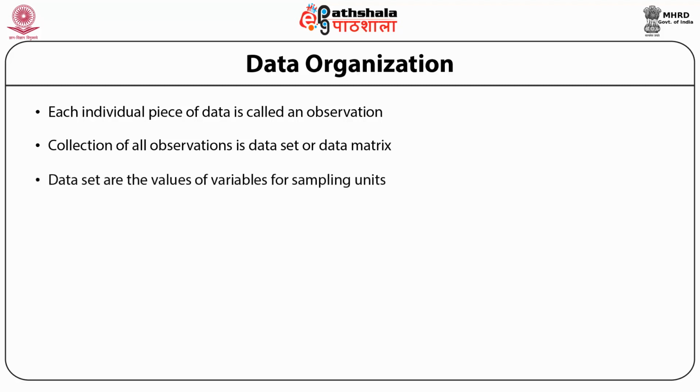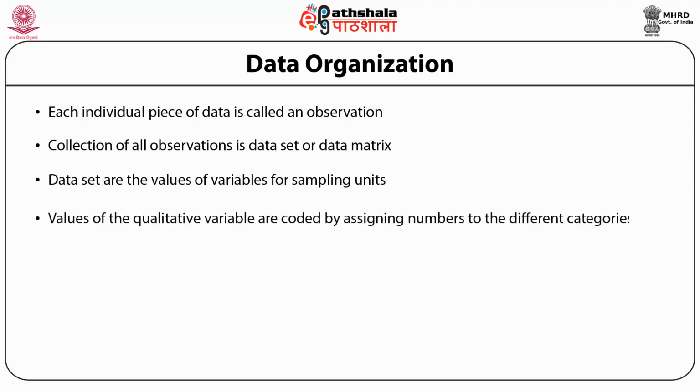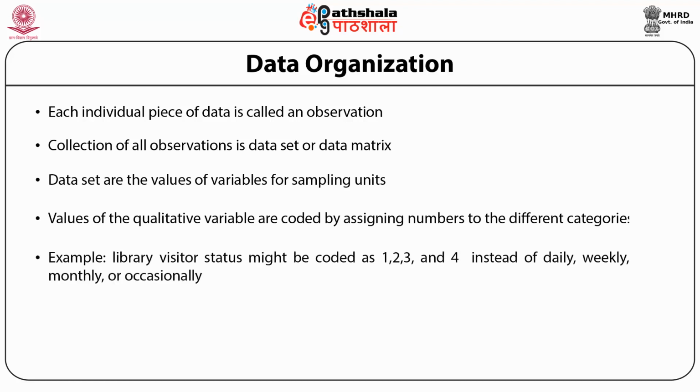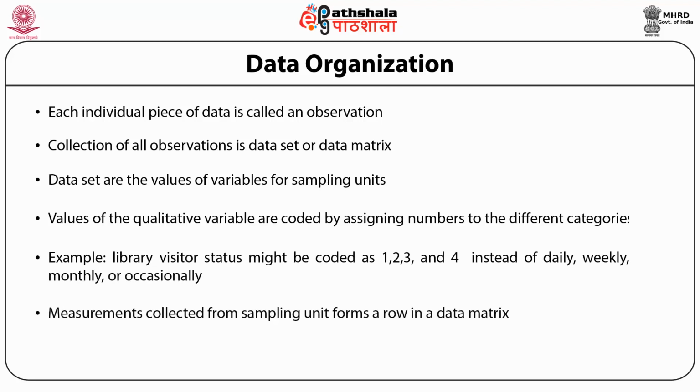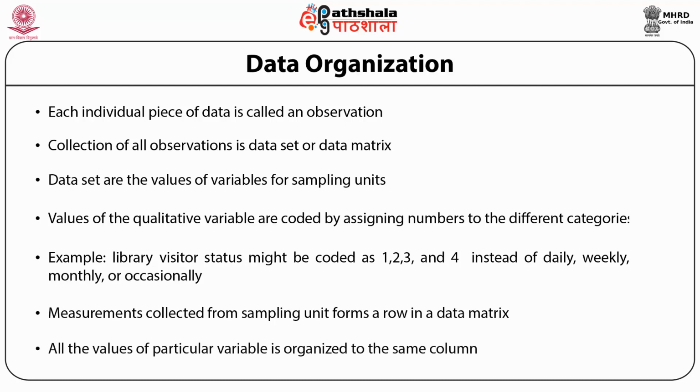Data sets are the values of variables of sampling units, and the values of these quantitative variables are coded by assigning numbers, which you can get from a Likert scale 1, 2, 3, 4, or maybe daily, weekly, monthly, occasionally, whatever you say. Measurements collected from a sampling unit form a row in a data matrix, and all the values of a particular variable form a column.